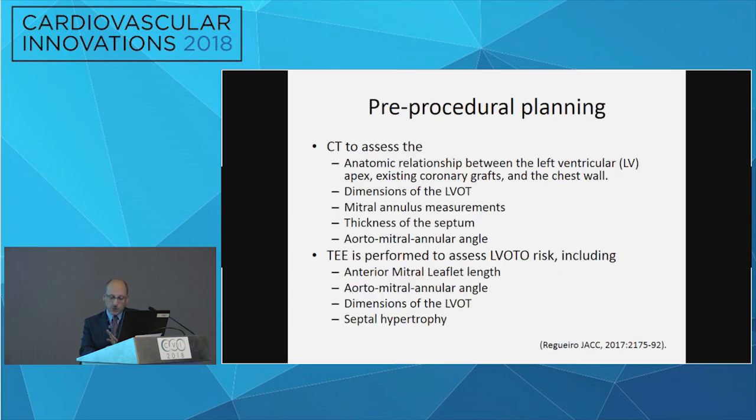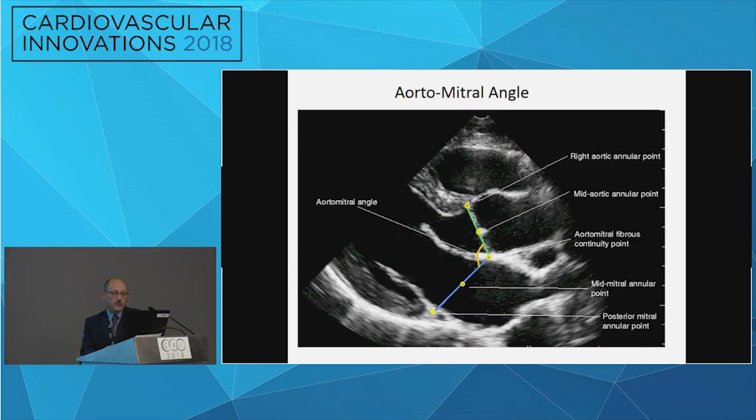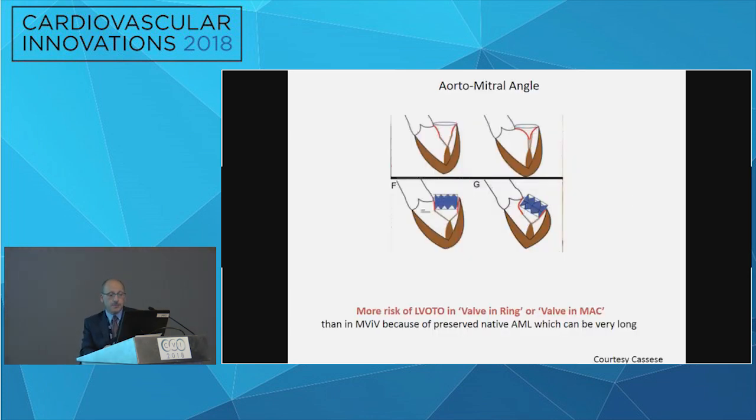For pre-procedure planning, you all know about this, CT and TEE are performed. Let's talk a little bit about the aortomitral angle. The more acute the angle is, the more risk for LVOT obstruction, because as you can see, the anteromitral leaflet will tend to prolapse and get into the LVOT. And deploying the valve, as you see in G, not only does the valve itself protrude into the LVOT, but it actually pushes the anterior mitral leaflet like a sail into the LVOT, causing significant LVOT obstruction.